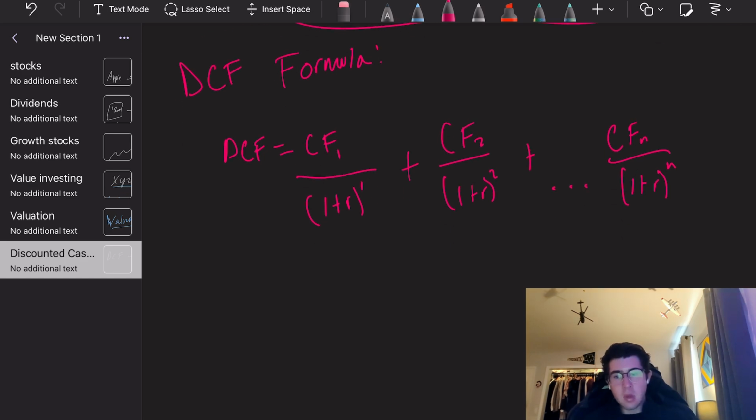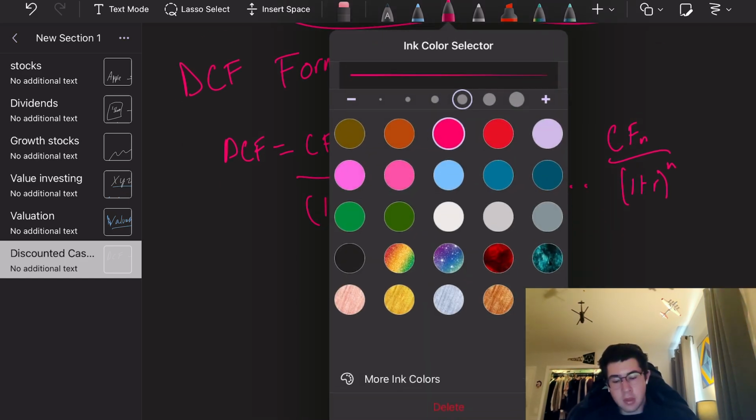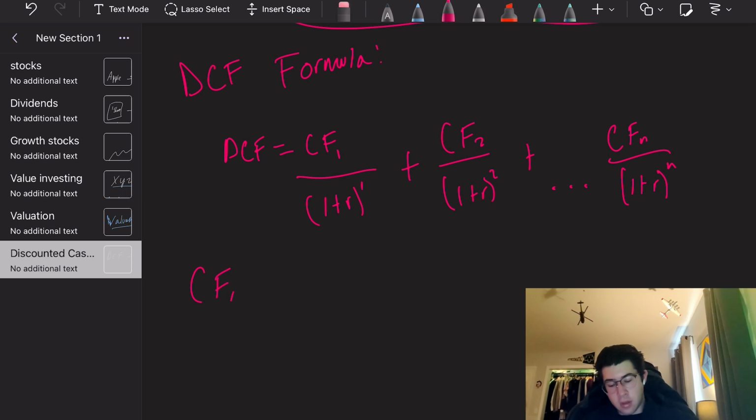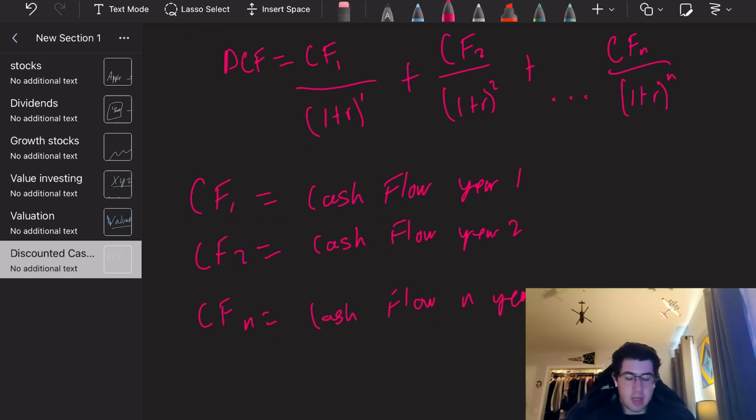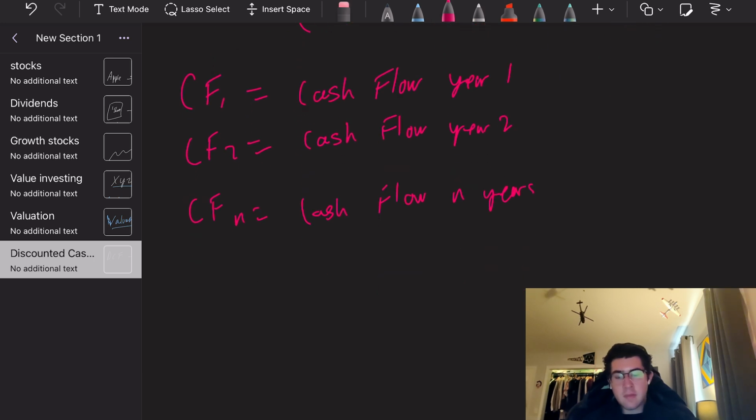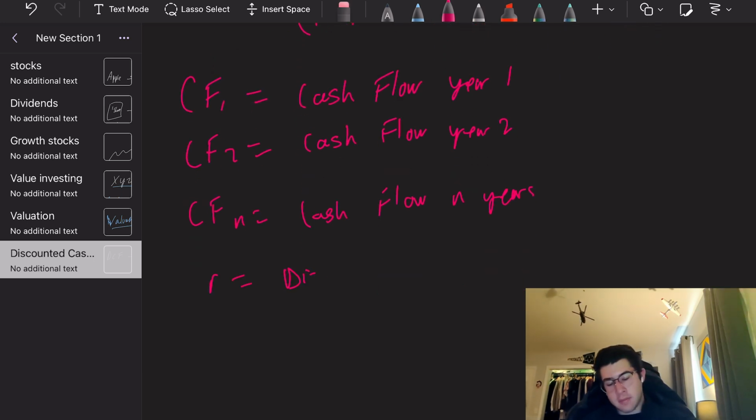Okay. So what does this mean? CF1 equals cash flow for year 1. CF2 is cash flow year 2. CFN equals cash flow for n years. So say you do cash flow for 10 years, the n will be 10, and then the r is the discount rate.